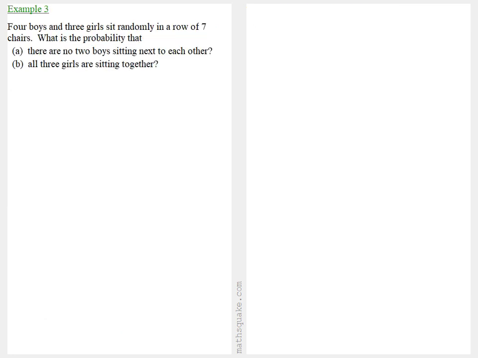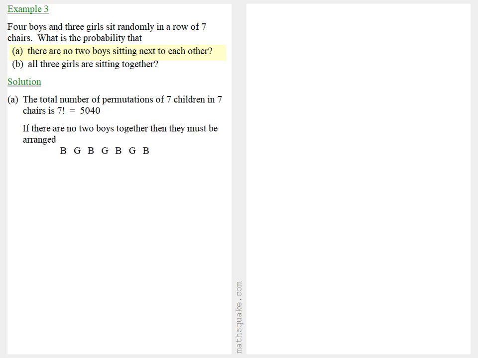In example 3, we're told 4 boys and 3 girls sit randomly in a row of 7 chairs. In part A, we're asked, what is the probability that there are no 2 boys sitting next to each other? Well, to solve this, the total number of permutations of 7 children in 7 chairs is 7 factorial, which works out to be 5,040. Now, if there are no 2 boys together, they must be arranged boy, girl, boy, girl, boy, girl, boy.